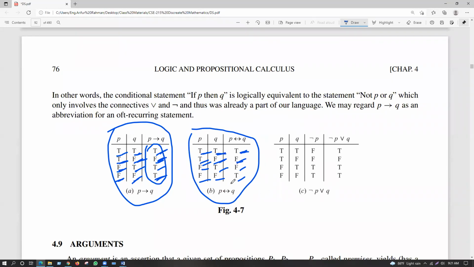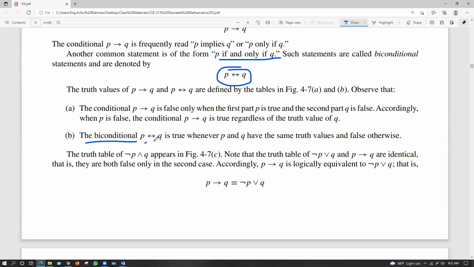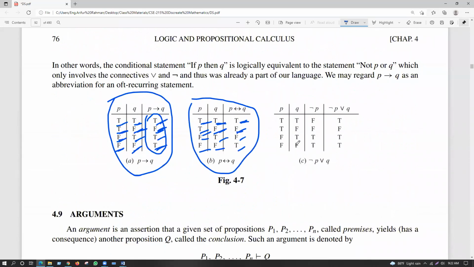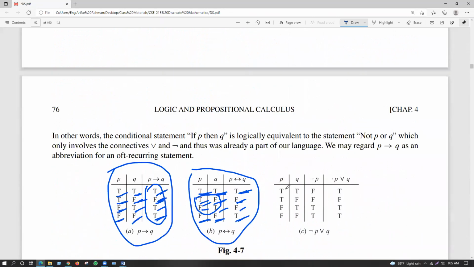So I think you understood better. Let me read out the conclusion. The biconditional P if and only if Q is true whenever P and Q have the same truth values, otherwise false. Am I right? Look, when both are true, same truth value, then it's true. False and false is also the same truth value, that's true. And different truth values give false. Is there any question? I think it's easy to understand.